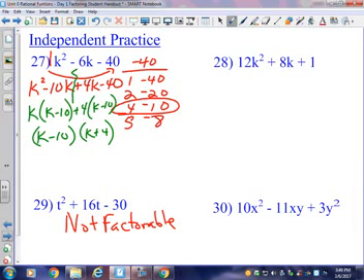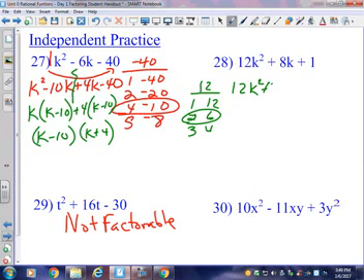Over here, 12 times 1 is 12. So 1 and 12, 2 and 6, 4 and, well, I should have said 3 and 4. So that means that I got this one, it's all positive, so it has to be those two numbers. I don't need any negatives. So I'm going to put 2k and 6k in here and split the problem. So now I'm going to take a 2k out, and that's going to give me 6k plus 1.